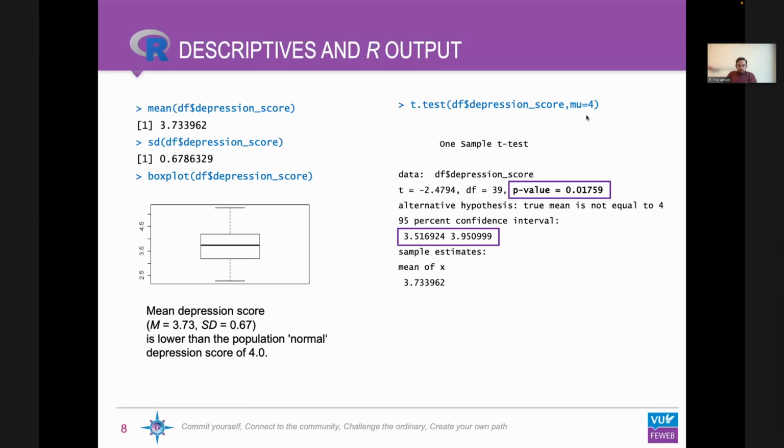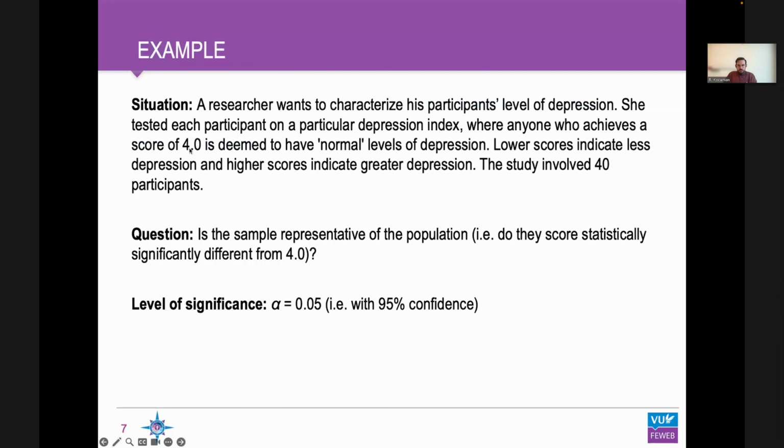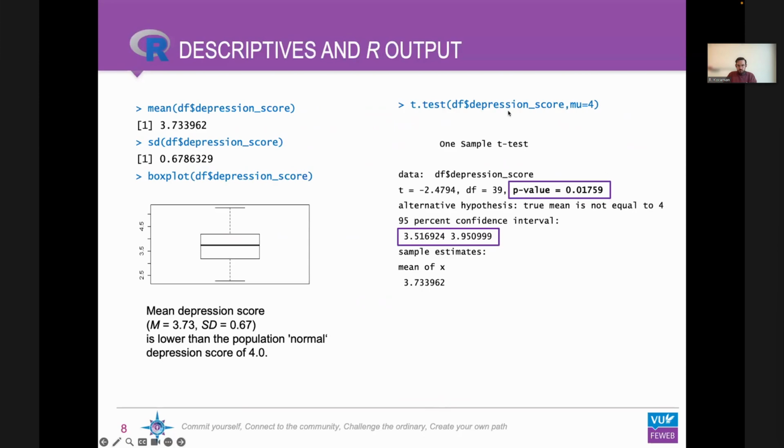So mu is equal to 4 because, here in the text, the question was, is the sample representative of the population? We apparently know from the population that the normal level of depression is 4. So we want to understand if this representativeness of the population is achieved in our sample. So that's why we put 4 here. So this is basically a theoretically known value in the population.